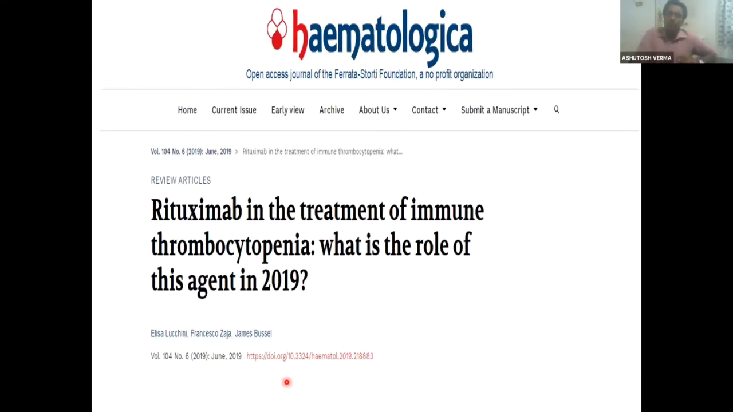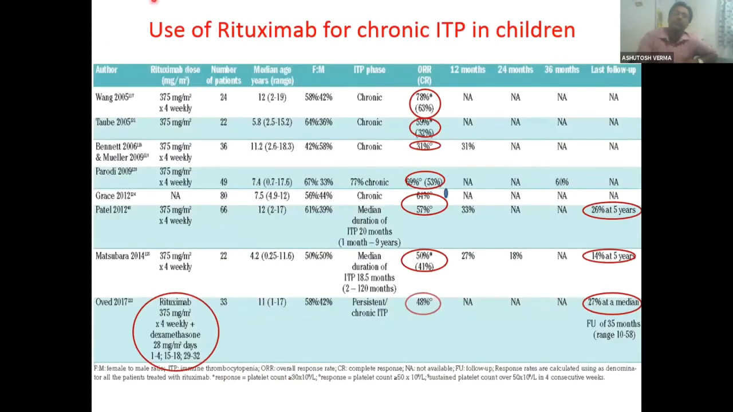So what is the role of rituximab in the treatment of immune thrombocytopenia? The journal Haematologica studied the use of rituximab for chronic ITP in children. All the recent big studies were evaluated, and they found that rituximab has been found to induce remission in quite a good number of patients, but long-term sustained remission is lacking.